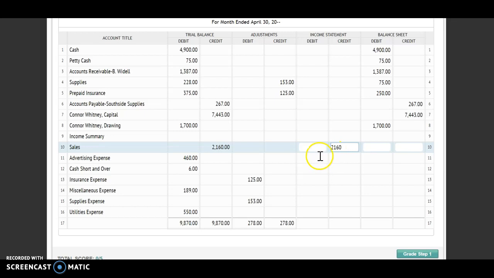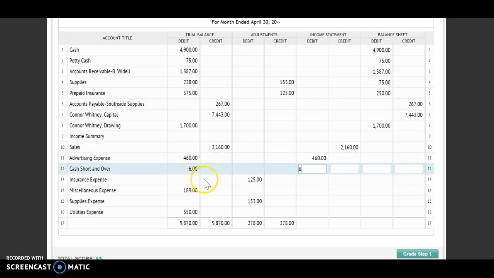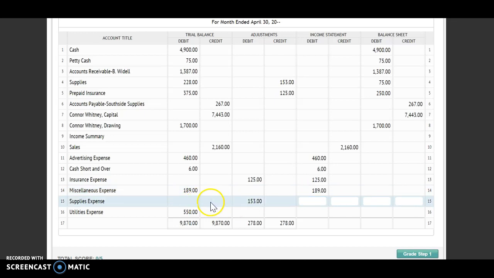$2,160. And then I have a debit of $460. A debit of $6. Here I start with a zero balance, and then I come across a debit of $125. So I'm simply going to have a debit balance of $125. Miscellaneous, I have a debit of $189. Supplies expense, again, I start with a zero balance, and then I have a debit of $153. Now I have a debit balance of $153. And last one, utilities, is going to be a debit of $550.